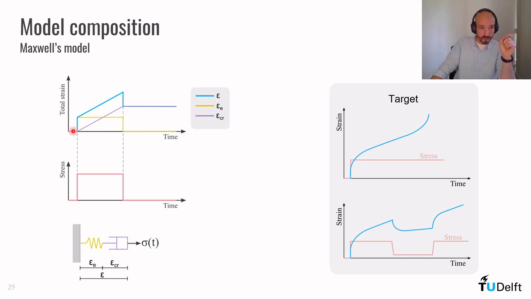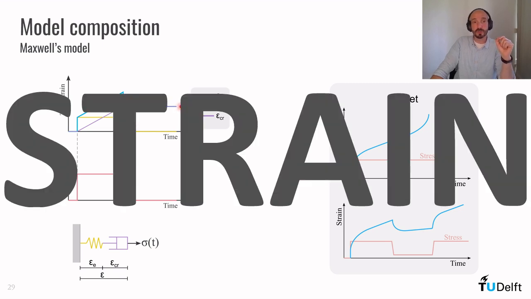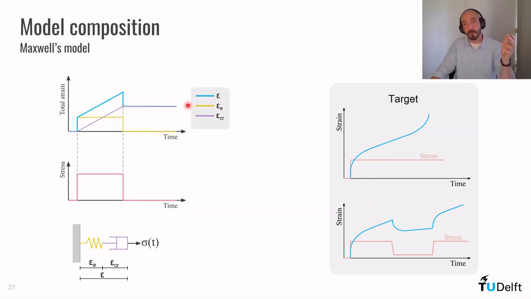So it will be given by this blue curve here. We can see that when we apply the stress, this model responds instantaneously, and then it deforms at a constant rate. When we remove the stress, it recovers a little bit because of the spring, and then it stays at a constant strain.